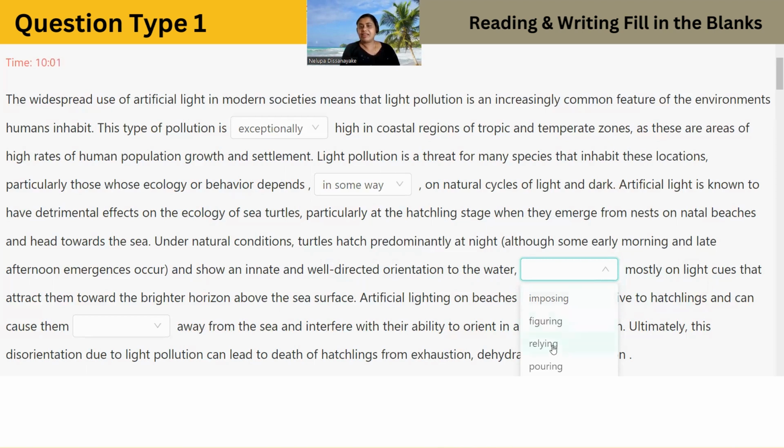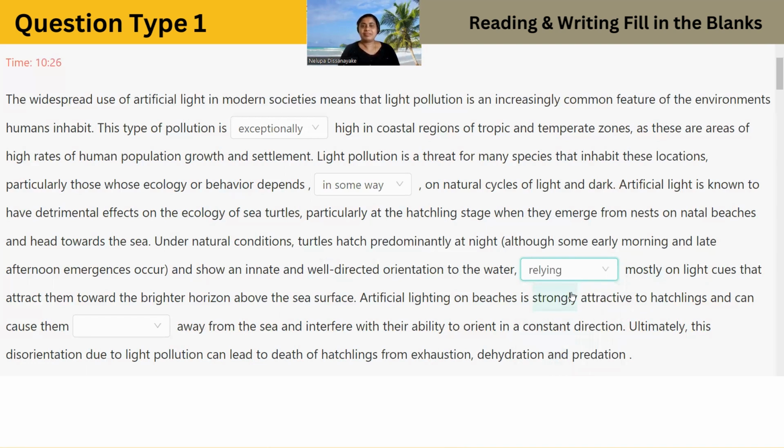Figuring, relying, pouring. Here, the most suitable answer is relying, because figuring also doesn't match here. We figure out something, but it doesn't match here. The most matching one is relying mostly on light cues. Depending, relying means that it depends.